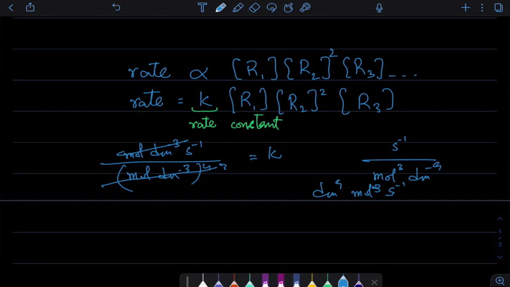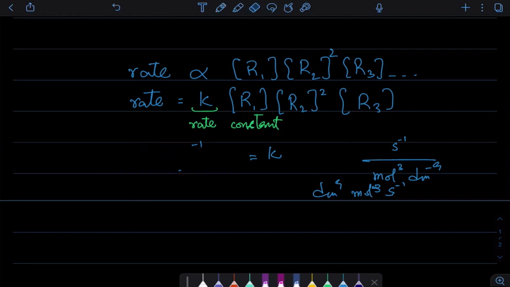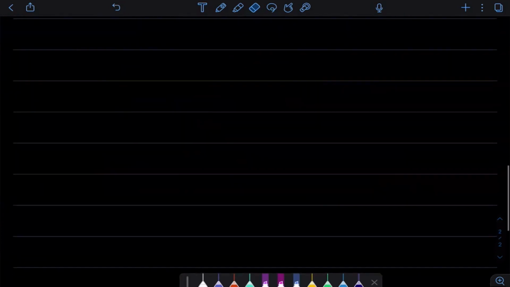Obviously the unit doesn't have to really make sense physically, but it has to put the math right. So based on the unit calculation, we can easily figure out what the unit is. And to get the value, we will always need experimental data. So let's do a simple experiment and check with its data. Let's suppose I have two reactants A and B and this is my rate.